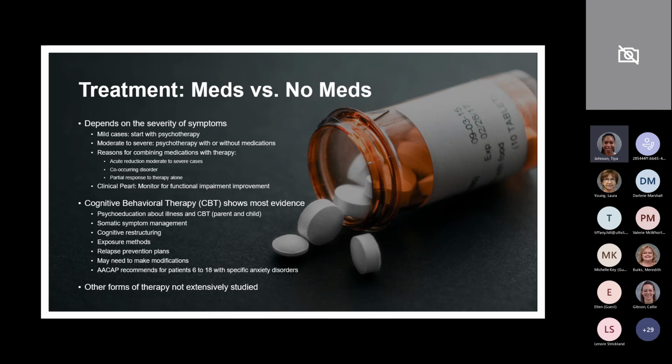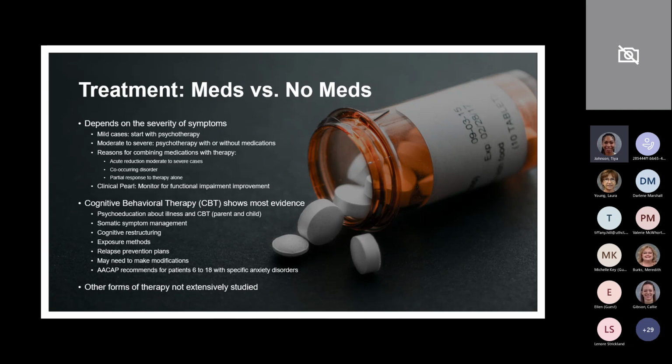We're never going to take it away completely. So we need to make sure that when we give treatment, we explain that to our patients, but that's also the expectation that we as providers have ourselves, because we are not going to make anxiety go away 100%.